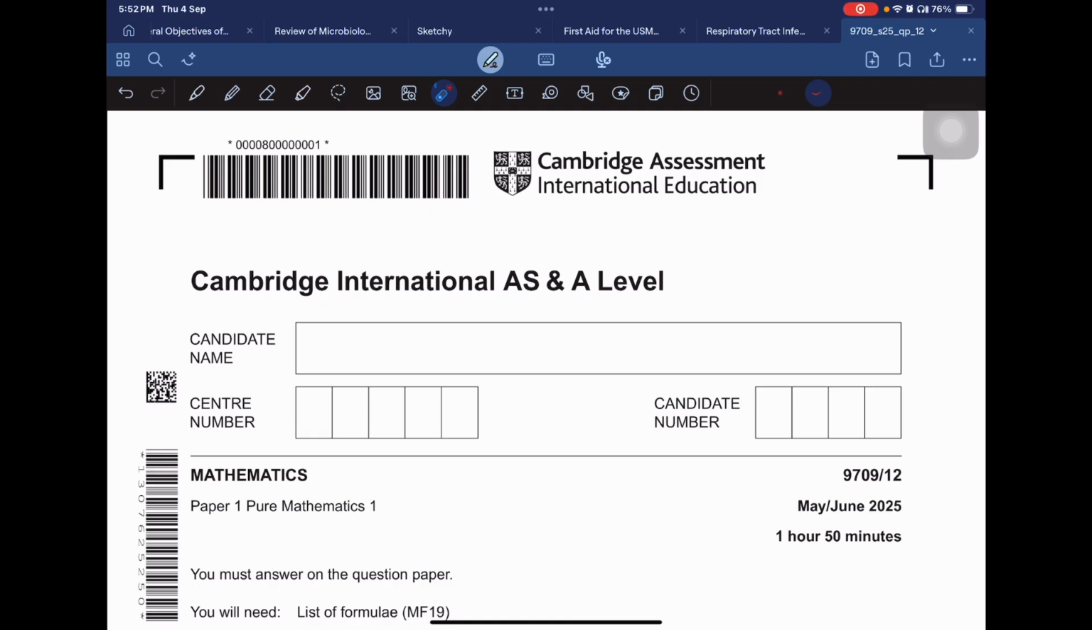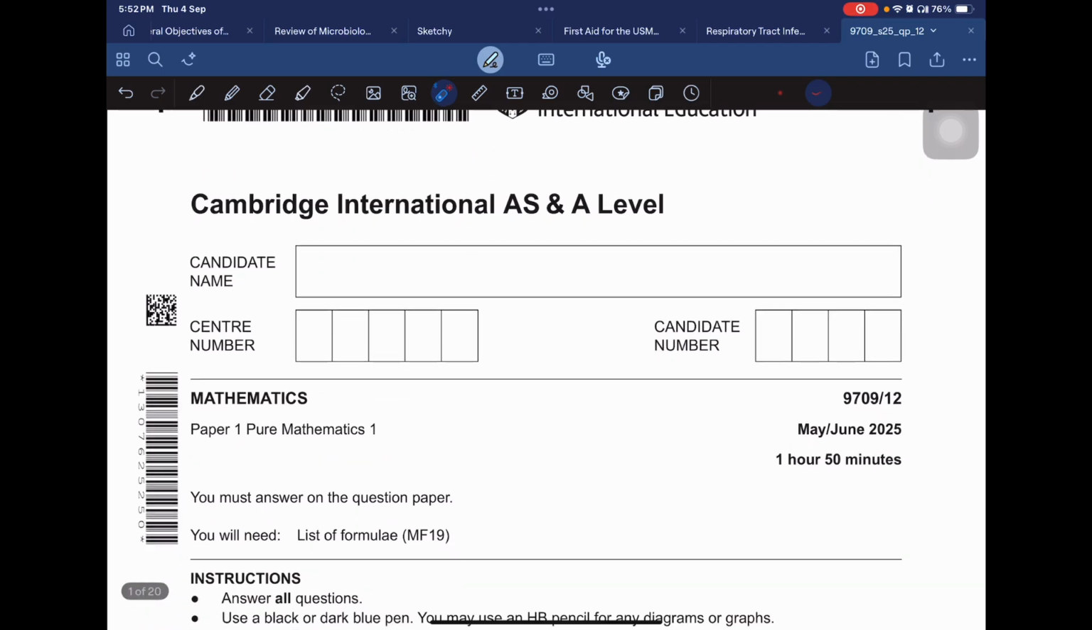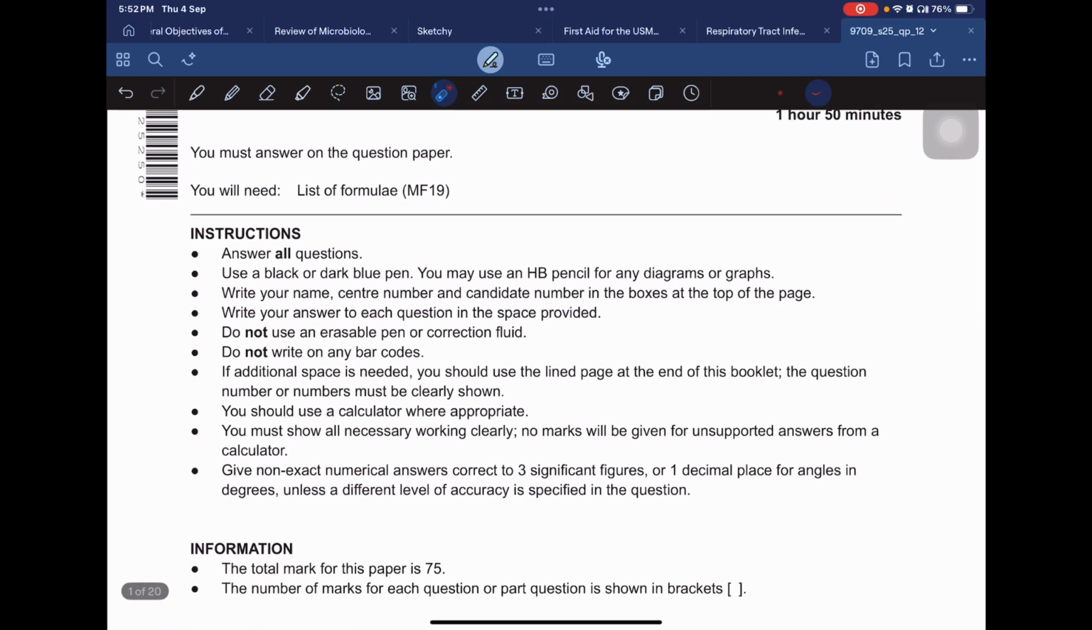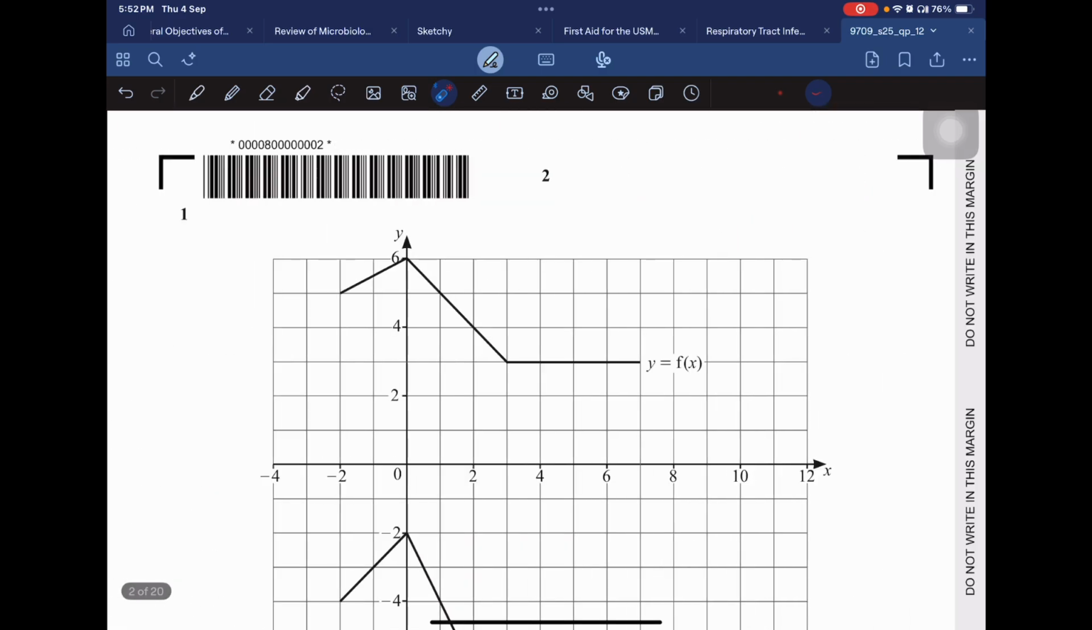So for today, we're going to go through this AS level paper, Paper 1, Variant 2, May June 2025, Paper 1 Pure Math 1. So I'll start with the paper and I hope this helps you understand the questions over here.